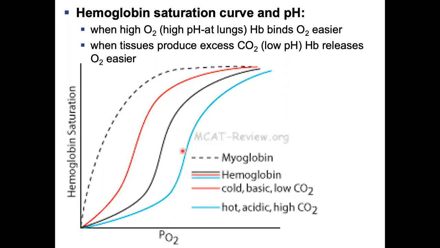Okay. In order to get 50% saturation, with the red line, you need less oxygen. So what type of an environment is that? It is a low CO2 environment, right? Or a cold, basic environment. Good. And then this is obviously myoglobin.